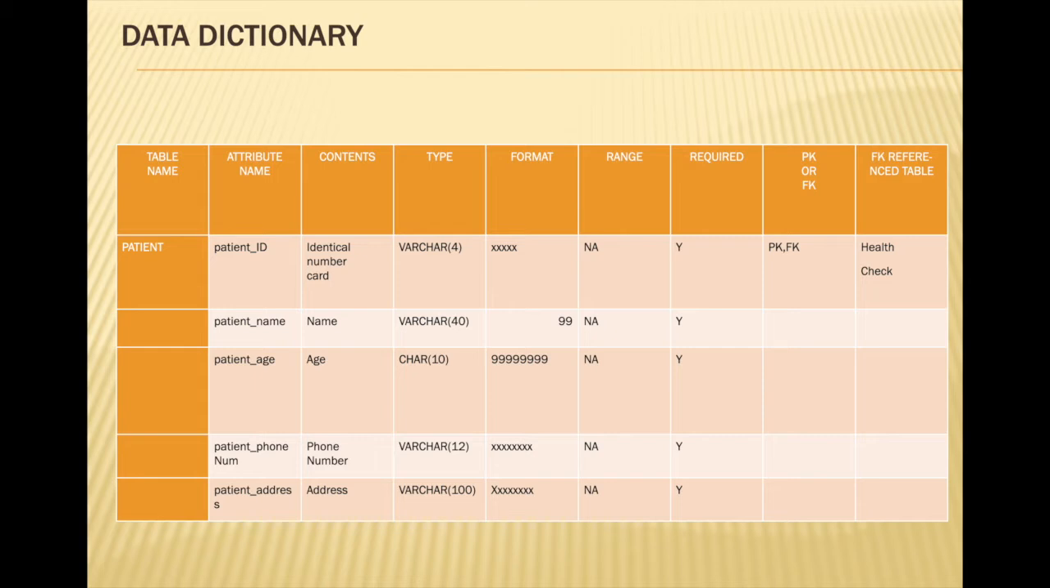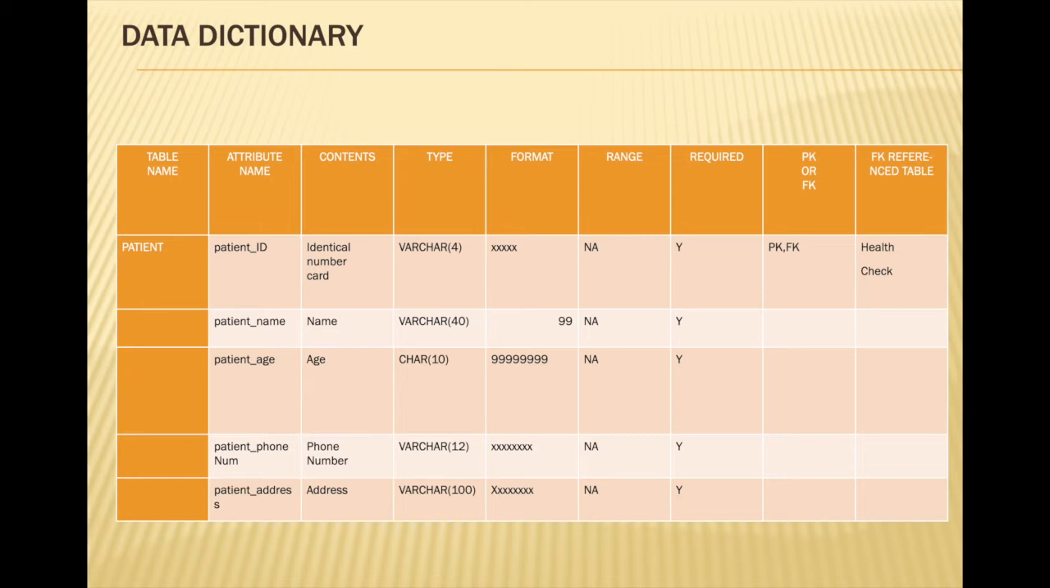For patient ID, we have declared it as VARCHAR(4) because the responsible individual can insert the ID number with 4 digits only. So it will reduce the abundance of the data with each patient name. So our primary key and foreign key for table patient is patient ID that is related to health check.